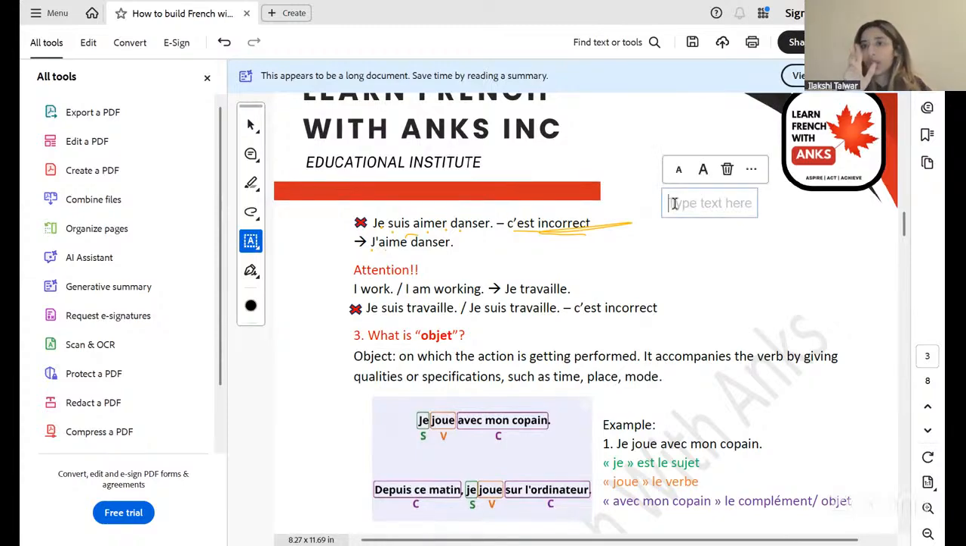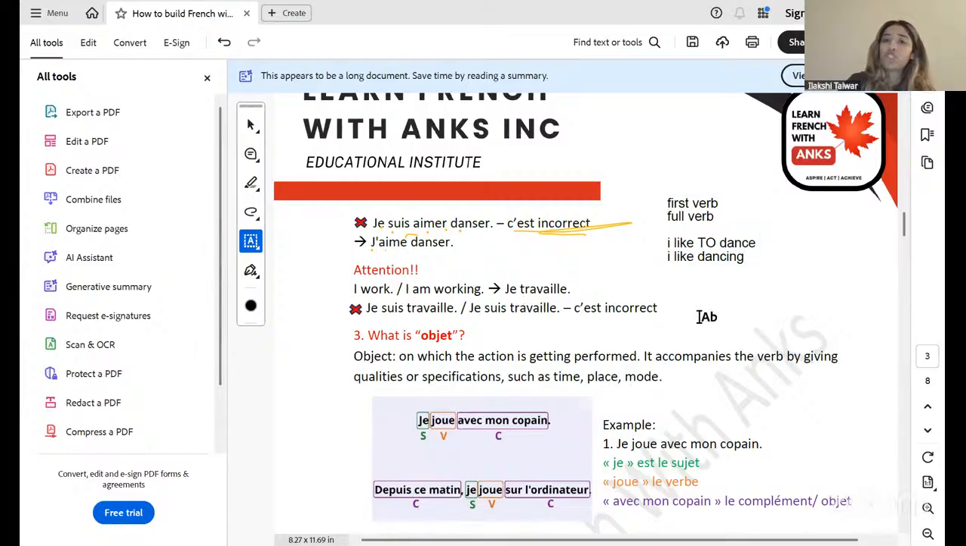When we have two verbs that come together, we only conjugate the first verb. The second verb is the full verb. We do not conjugate it. Hence, j'aime danser for you means I like to dance, or I like dancing, either way. Both translations work. Okay. If you want to say I work or I am working, it's the same thing as je travaille. So je travaille in itself is sufficient to communicate I work or I am working, either way. Je suis travail would literally mean I am work. And we don't want to say that.